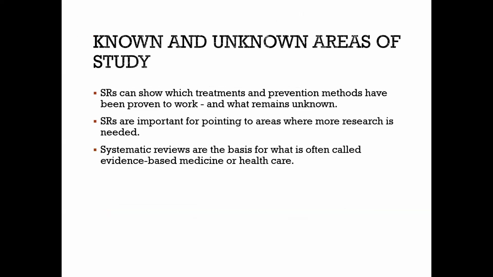Known and unknown areas of the study. A systematic review can show which treatment and prevention methods, like I mentioned previously, have been proven to work, and what remains unknown. So when you start doing research, we always tell you to write the gaps. What are the gaps? It means what is lacking, what is remaining to know. That is the gaps, right? Systematic reviews are important for pointing out the areas where more research is needed. So that is the unknown fact.